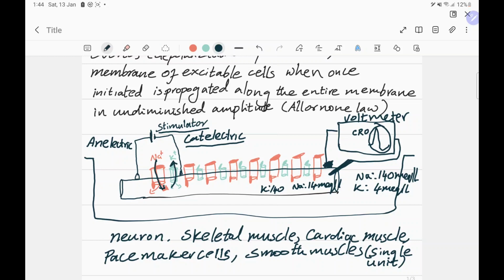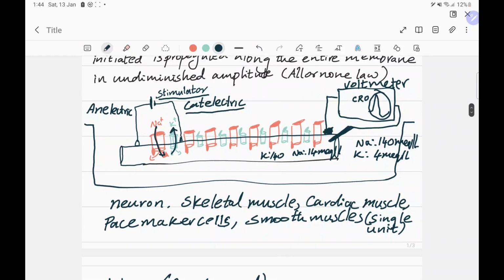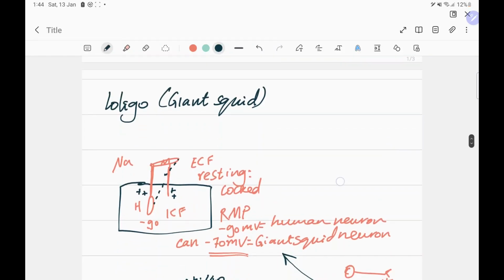So to study the action potential, we have this kind of a setup where we have a stimulator and a recording apparatus, which is a voltmeter. This voltmeter is attached to a cathode ray oscilloscope. The stimulator gives a current. Which kind of current? Cathodal electric current. And all these electrical changes are picked up by the voltmeter on the other side.